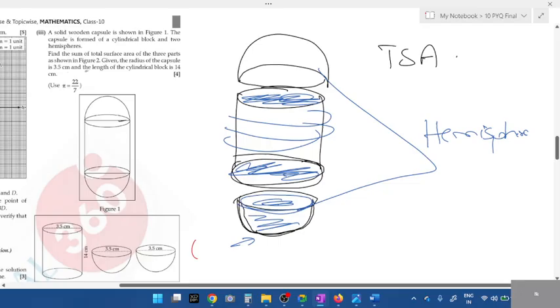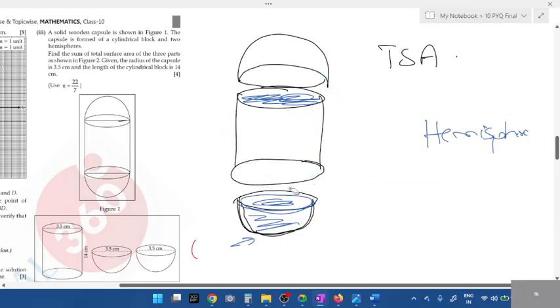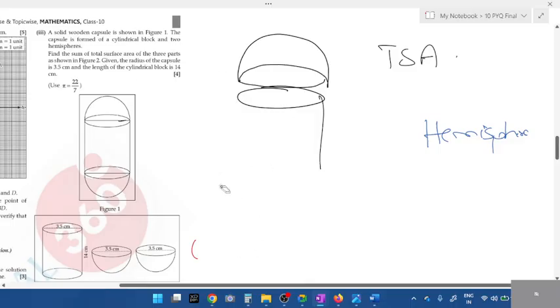Given the radius of the capsule is 3.5. See, if the radius of the capsule is 3.5, the cylinder circle and hemisphere circle, the radius is the same, 3.5 and 3.5. Find the length of the cylinder, and the length of the cylindrical block is 14. Length is given. That is the height.